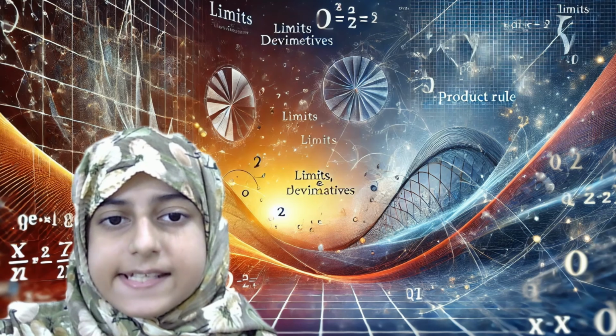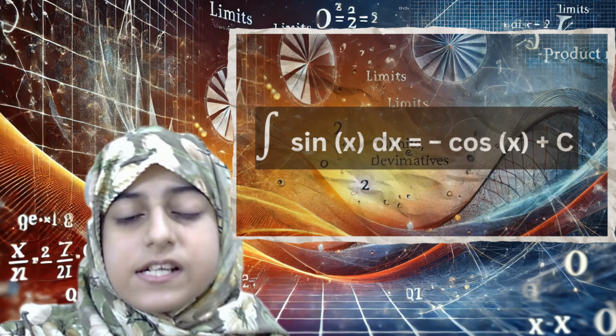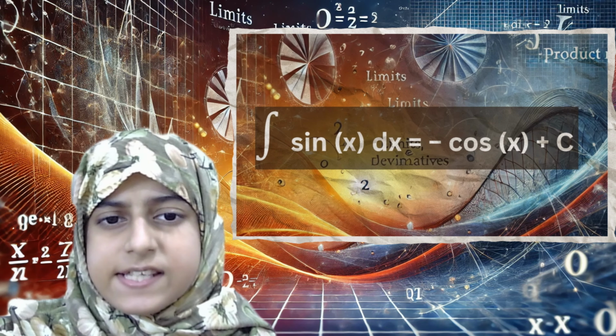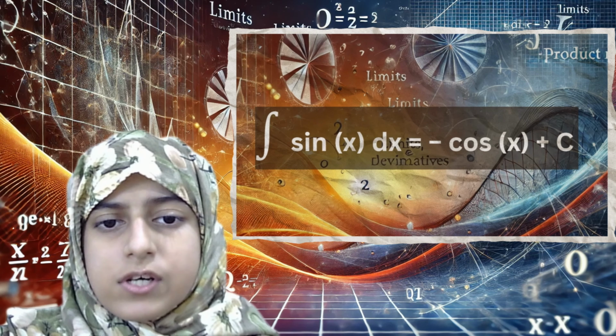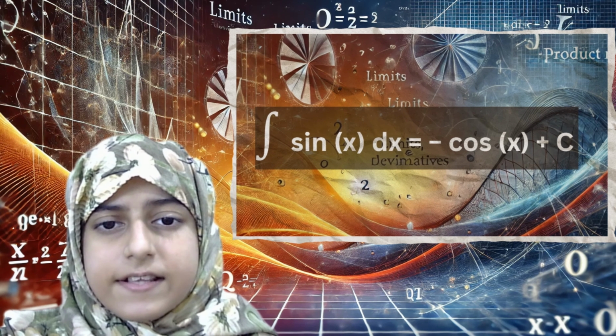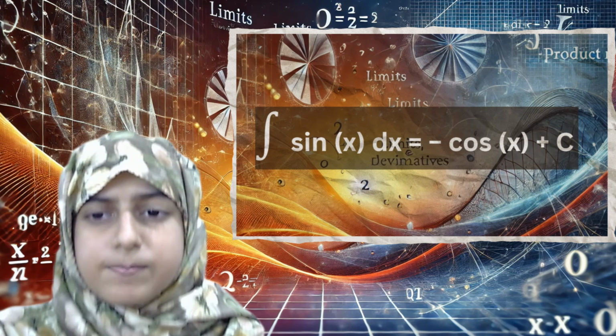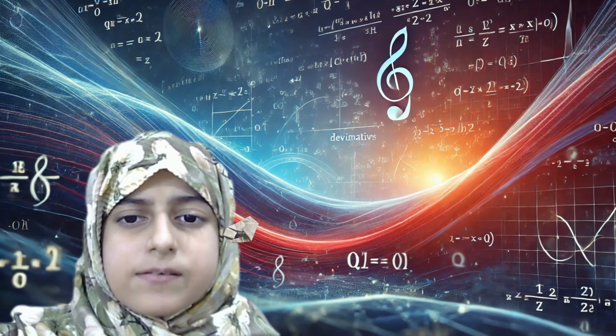For sine and cosine it's easy as pie. The integral of sine x with respect to x is equal to negative cosine x plus c. Let's give it a try. And for cos x, here's the trick. The integral of cosine of x with respect to x equals sine of x plus a constant.